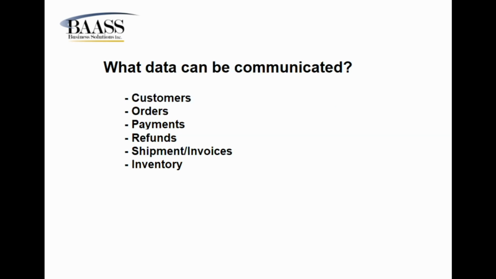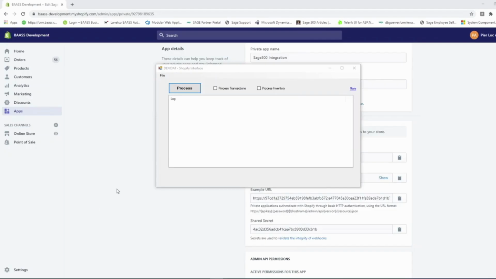So the Shopify bridge can communicate between multiple types of data. It can manage the customers, the orders, the payments, the refunds, the shipment and invoices, and the inventory. But it doesn't stop there. We could always add other layers of data if needed. Okay, so let's start the demo by looking at the settings for the Shopify interface for Sage 300.